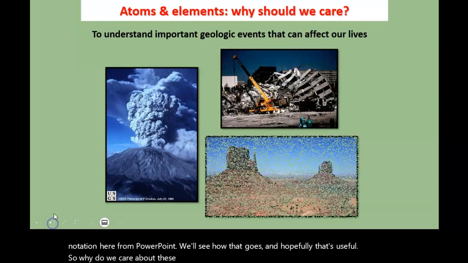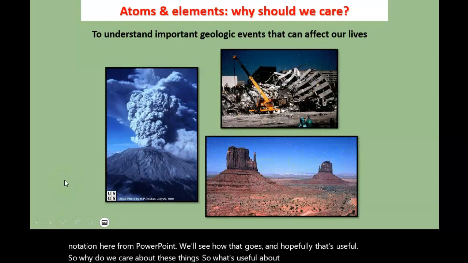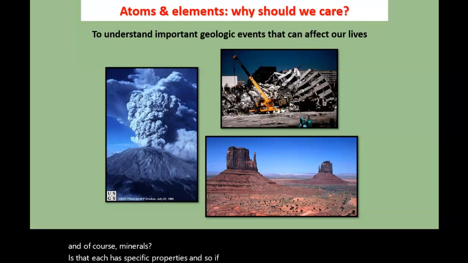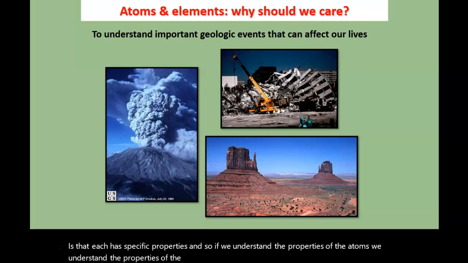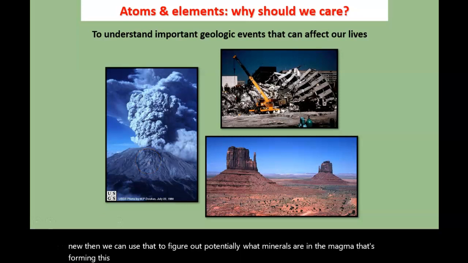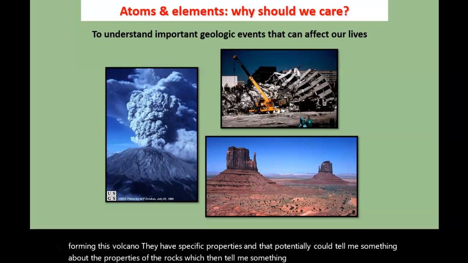What's useful about understanding atoms, elements, and of course minerals is that each has specific properties. And so if we understand the properties of the atoms, we understand the properties of the minerals when two things bond together to form something new. Then we can use that to figure out potentially what minerals are in the magma that's forming this volcano. They have specific properties, and that potentially could tell me something about properties of the rocks, which then tell me something about how a volcano might erupt.